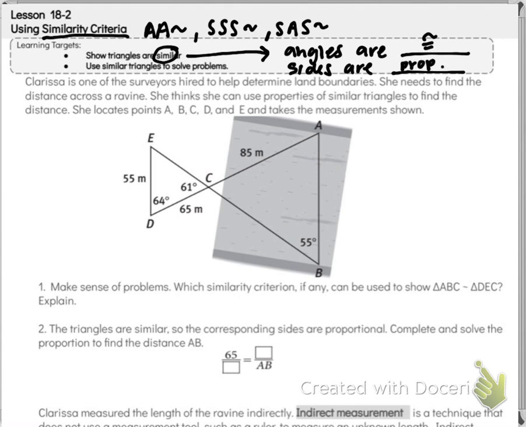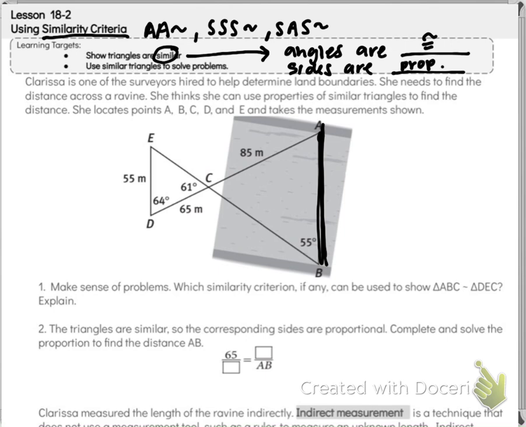Now, looking at these questions, it says, Clarice is one of the surveyors hired to help determine land boundaries. She needs to find the distance across a ravine. She thinks she can use properties of similar triangles to find the distance. She located points A, B, C, D, and E, and takes the measurements shown. So we have all of this information of these 2 triangles. Essentially, she wants to find this length, AB, right across the ravine, but she does not have the tools for it.